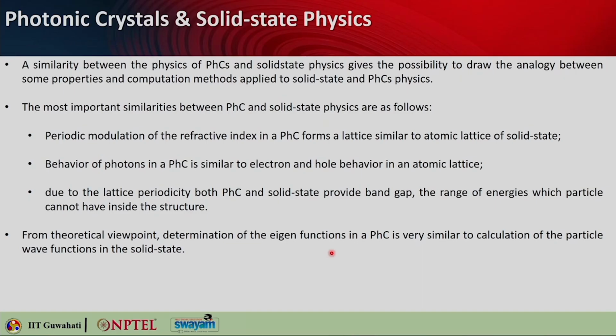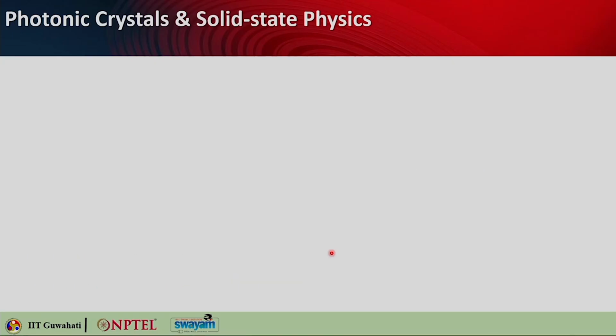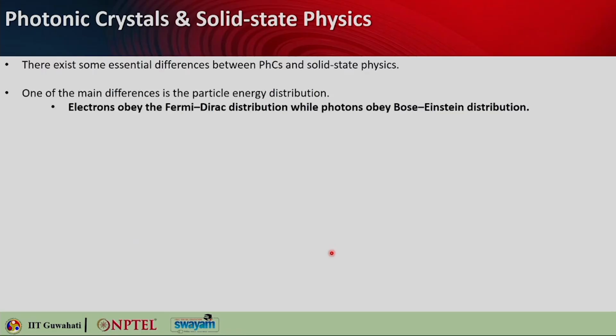So, from a theoretical point of view, determination of the eigenfunctions in a photonic crystal is very similar to the way of calculating the particle wave functions in the solid state. This similarity is also used to obtain the photonic band structure. So, there you have electronic band structure, here you have photonic band structure. Okay. But there are some important differences between photonic crystals and solid state physics.